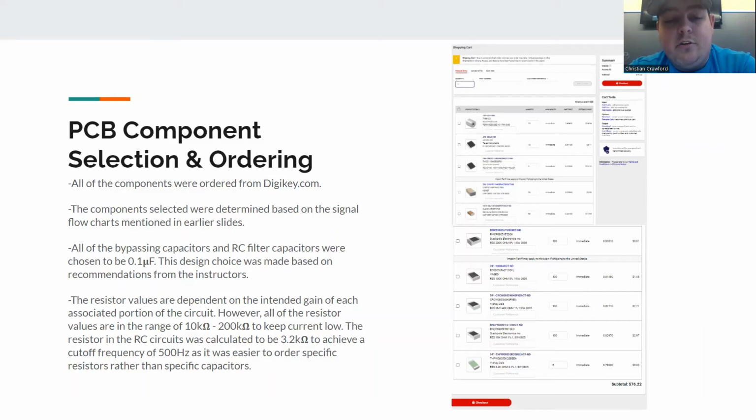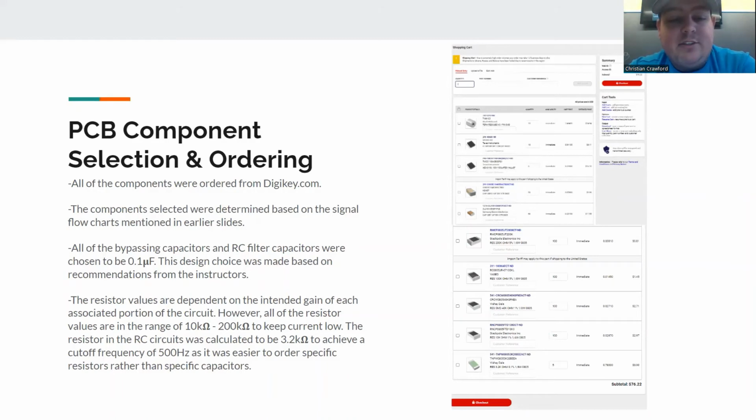The components selected were determined based on the signal flow charts mentioned earlier. All of our resistors are in the range of 10 kilo ohms to 100 kilo ohms. I think we have one or two 200 kilo ohms in there. We don't want a lot of current flowing through any part of our board unless it's intended, over near the current sensor. So all we want is to pass voltage through.